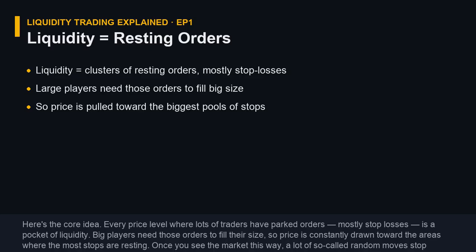Here's the core idea. Every price level where lots of traders have parked orders, mostly stop losses, is a pocket of liquidity. Big players need those orders to fill their size, so price is constantly drawn toward the areas where the most stops are resting. Once you see the market this way, a lot of so-called random moves stop looking random.